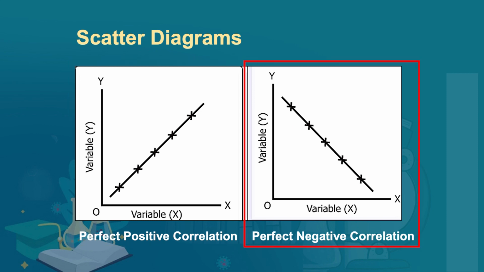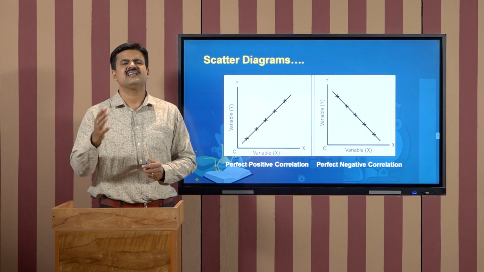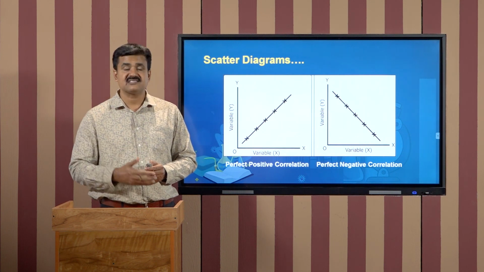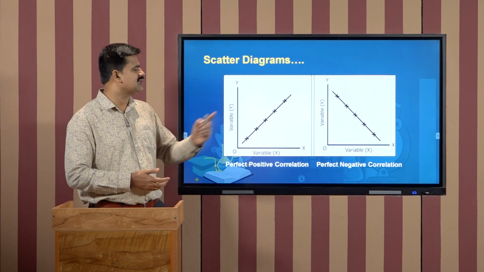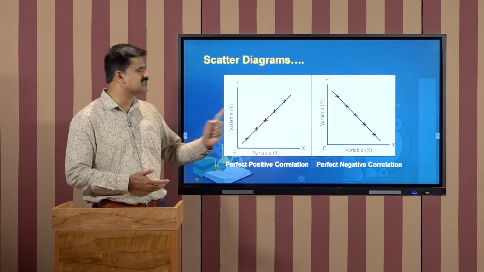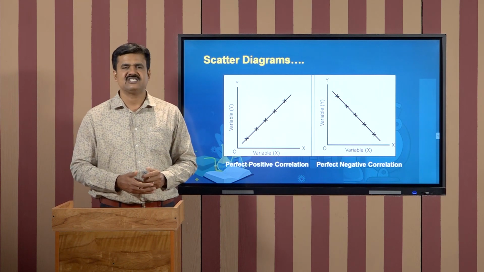However, in the second graph, you can see that there is negative correlation. If one is ascending, the next value will be descending. That is the indication of a strong negative correlation or strong inverse relationship. So, these two curves are the scatter diagrams which represent perfect positive correlation and perfect negative correlation.